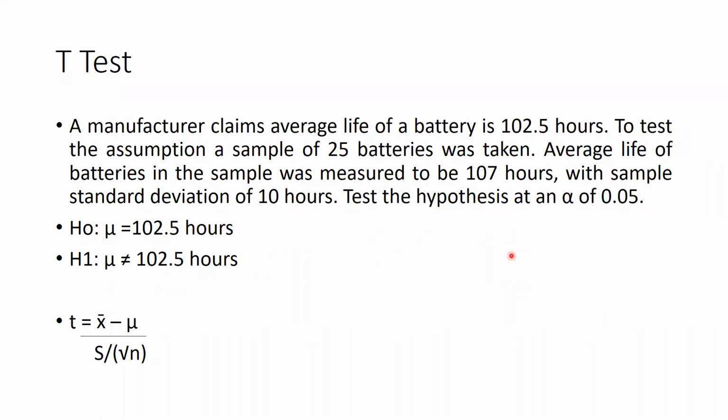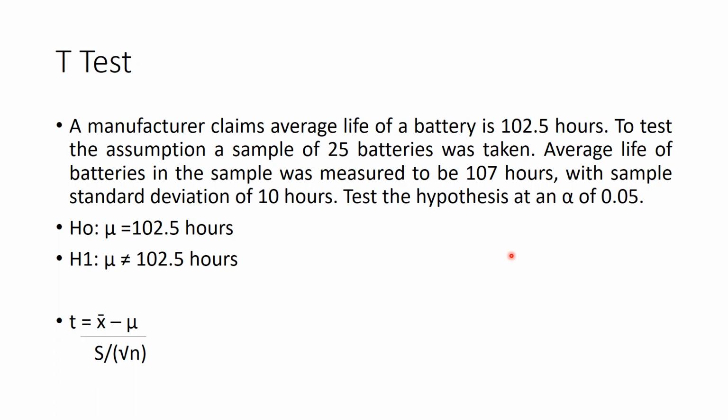Hi everyone, let's begin one more complicated problem related to t-test. The question is, a manufacturer claims the average life of a battery is 102.5 hours. To test the assumption, a sample of 25 batteries was taken. The average life of batteries in the sample was measured to be 107 hours, with a sample standard deviation of 10 hours. Test the hypothesis at an alpha of 0.05.